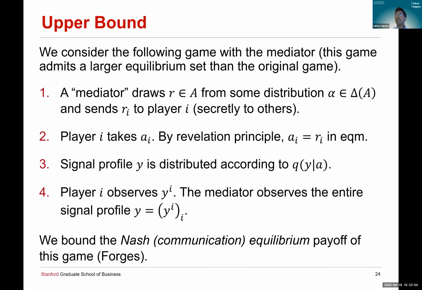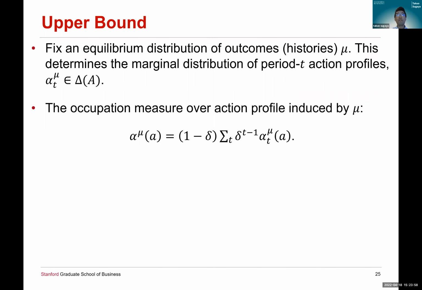Good. To define an upper bound, I need to define a few objects. In the following two slides, it's a little bit notation heavy, especially given the online seminar, so bear with me. Suppose we fix one particular equilibrium distribution of outcomes, or histories. This determines the marginal distribution of period-t action profiles. Once we fix one equilibrium, that determines the distribution of histories, so we can ask, in period t from the ex ante perspective, what is the distribution of the action profile? That is denoted by alpha_t given the equilibrium distribution mu.